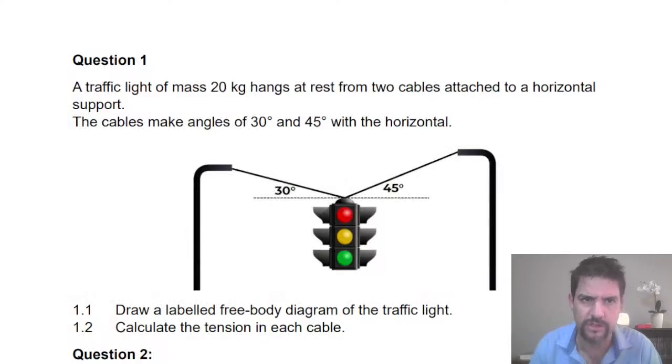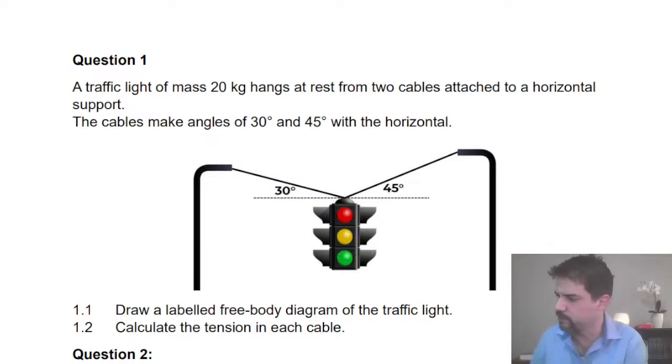Okay, the question is here. The question says, a traffic light of mass 20 kilograms hangs at rest. If it's at rest, it means it's at equilibrium. So all the summary we just looked at is applicable here. Top is equal to bottom, right is equal to left. Okay. Rest from two cables attached to the horizontal. The cables make an angle of 30 and 45 degrees.